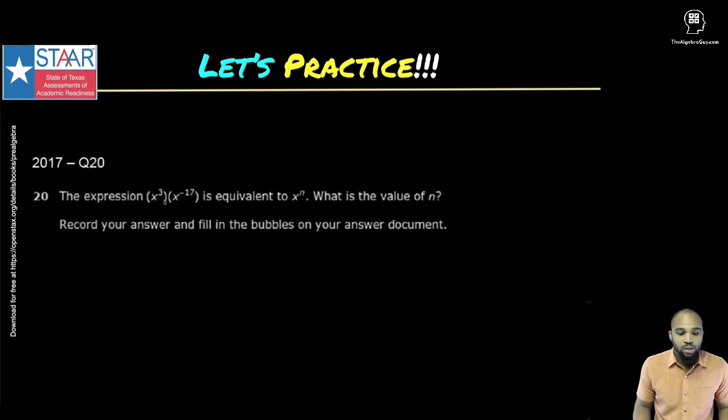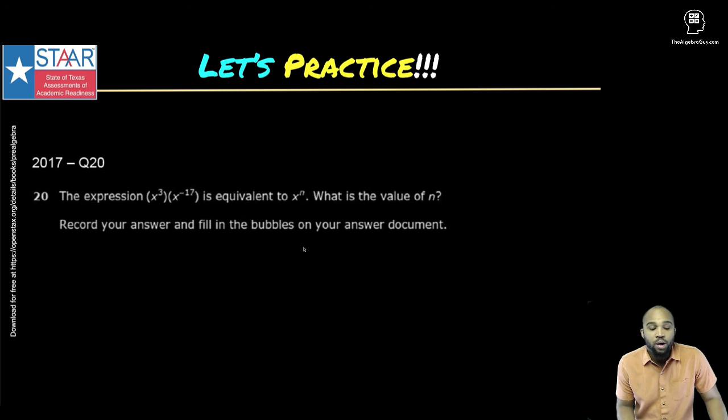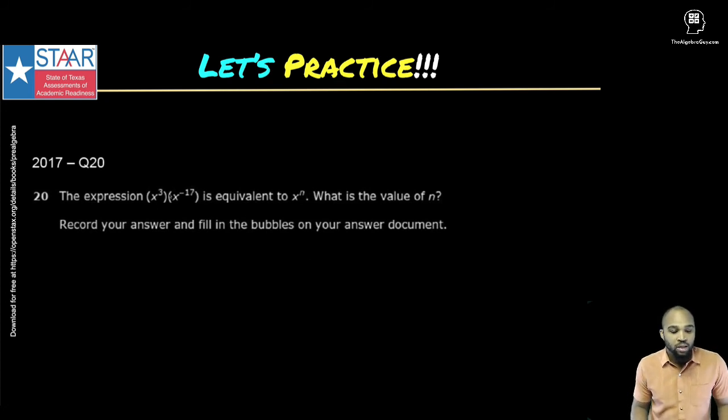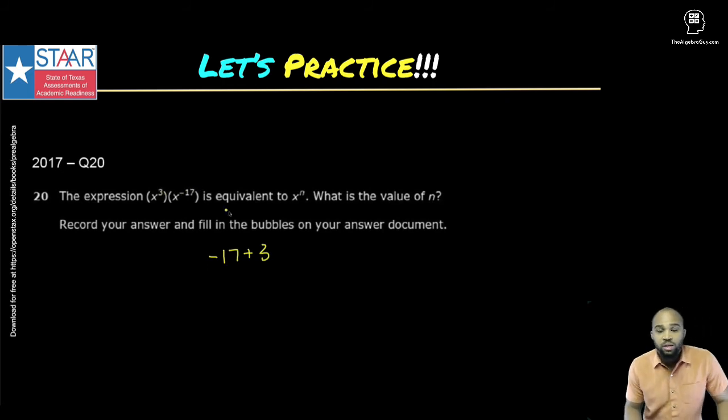The expression x to the 3rd times x to the negative 17 is equivalent to x to the n. What's the value of n? Well, they're just asking you to do the product rule. When you multiply, you add the exponents. So what is that going to be? Well, this ends up being just negative 17 plus 3, right? Because we add the exponents when our bases are the same.